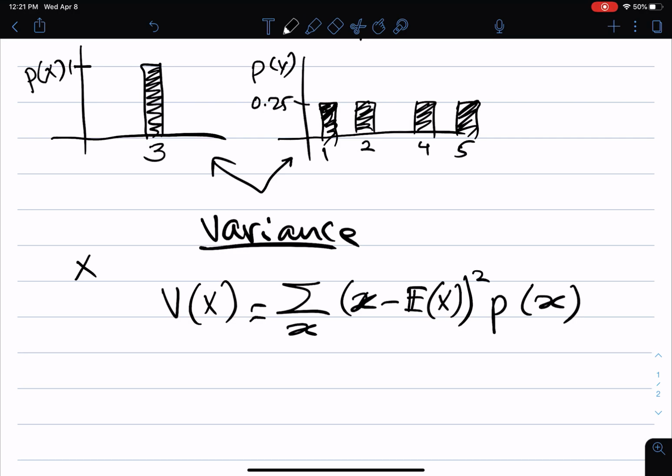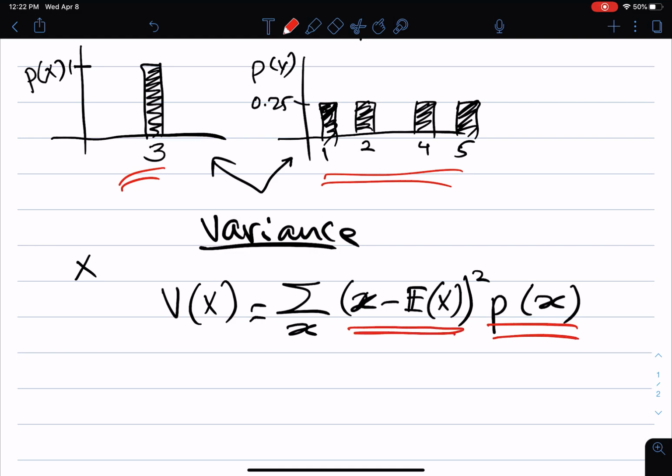So let's look carefully at what this is saying. This is simple. p of x is the probability of every possible value that it might take. So for the random variable we talked about here, it's just the probability of 3, which is 1. But for these ones here, the x's can be 1, 2, 4, or 5, each with probability 0.25. But this is the more important one here.